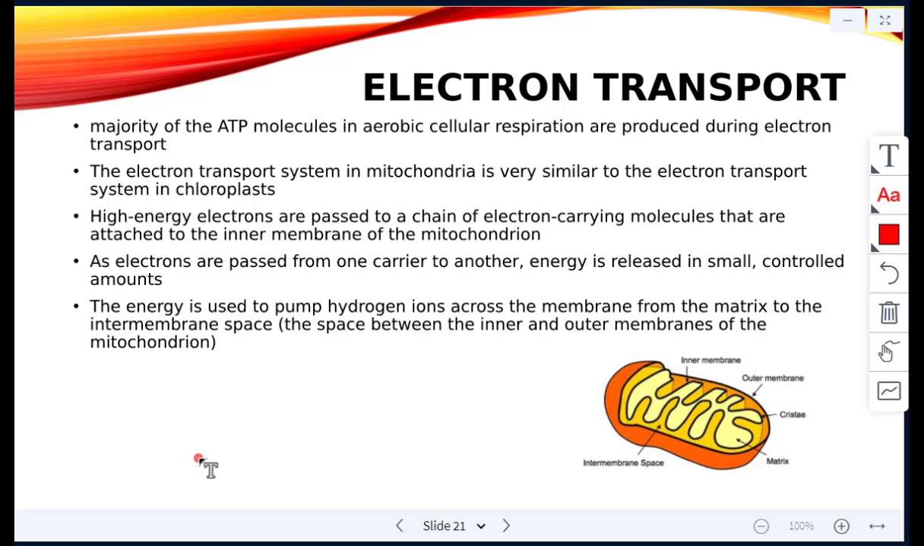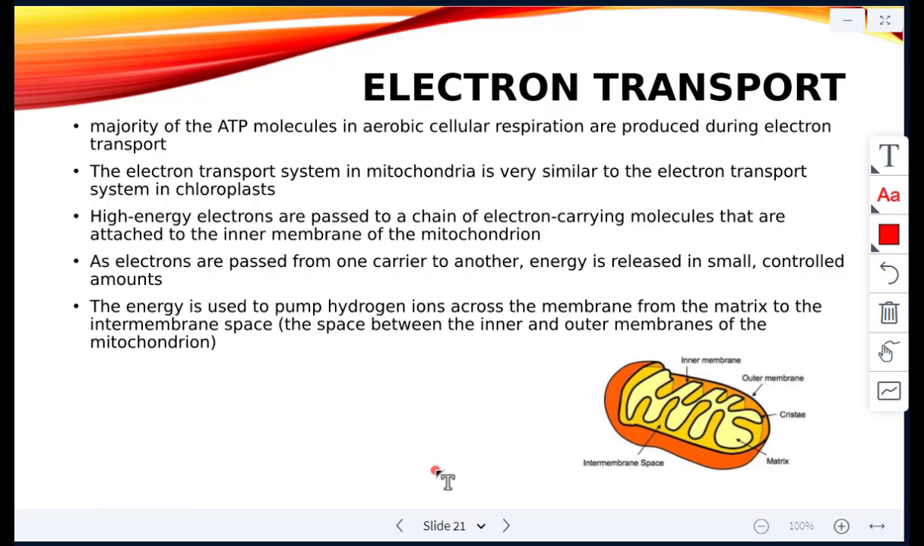All right, so next is the electron transport. So the majority of the ATP molecules in aerobic cellular respiration are produced during this process, the electron transport. It's very similar to what we saw in photosynthesis when we saw the electron transport chain happening in chloroplasts. So high energy electrons are passed to a chain of electron carrying molecules that are attached to the inner membrane of the mitochondria. So right here is the inner membrane, outer membrane is here, and then here is the matrix, and these folded areas are called the cristae.